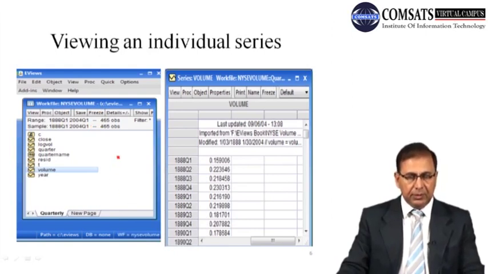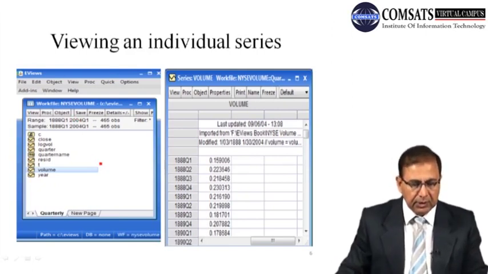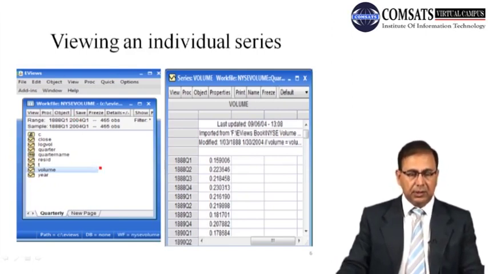Now why am I sharing this example? In the previous example we learned how to create annual data. Now this is quarterly data. In this quarterly data you can see the range is written as 1888 quarter 1, and then a space, and then 2004 quarter 1.